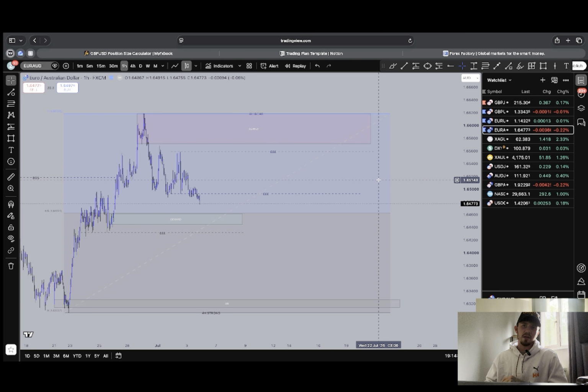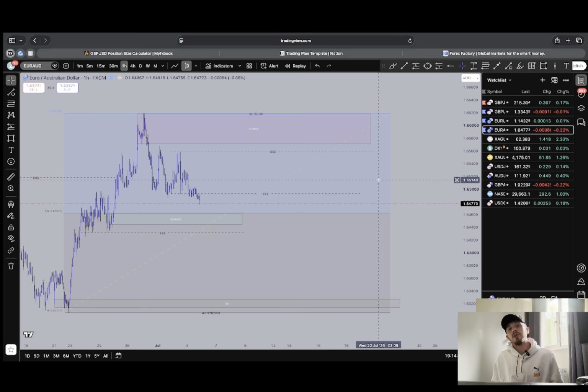You can't guess the market. With trading, it's all about trying to predict where it's going to go next. And that is the only way you can do it. So my predictions for the week. You can't be 100% sure on where the market's going to go. You can only predict where it's going to go from your analysis.